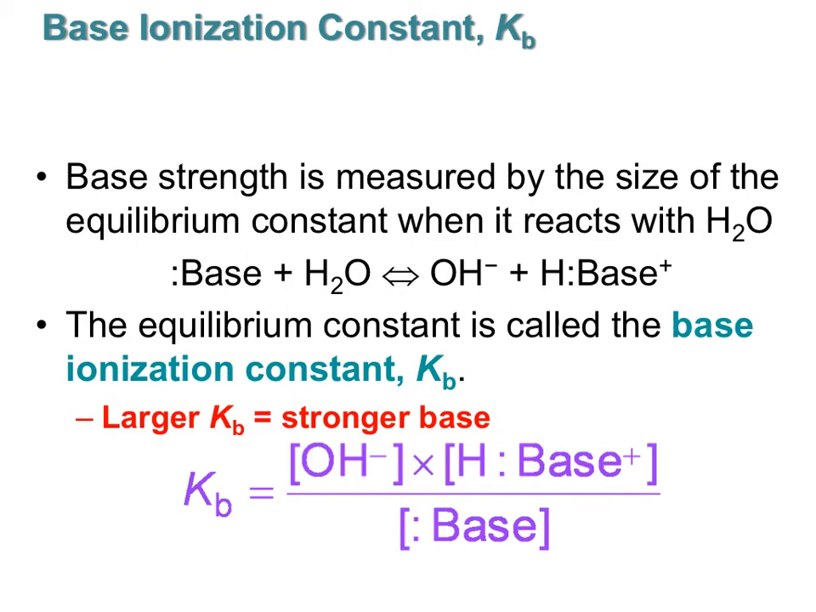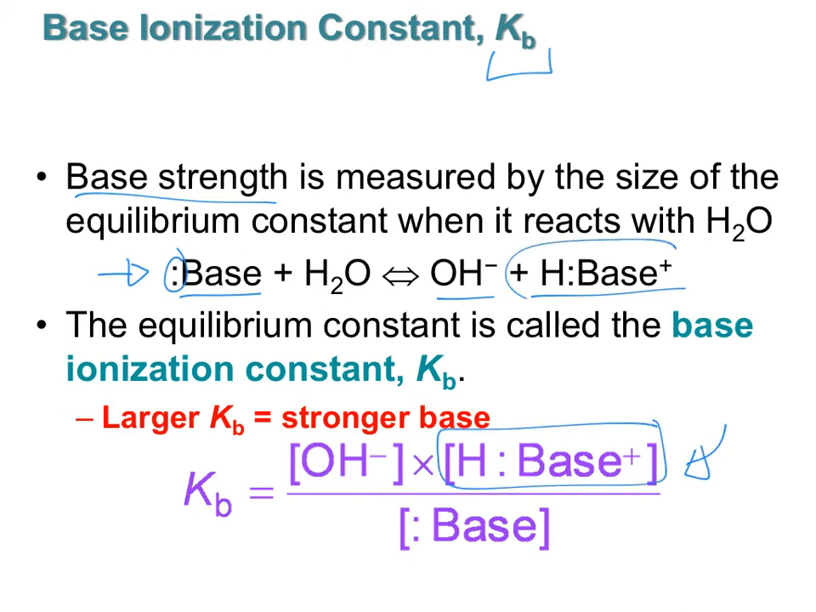So we can also calculate the Kb. It's the same idea as the Ka, except for a base, and it helps us determine base strength. So here we have just a general reaction of a base, with that lone pair reacting with water, and it overall produces OH minus in solution, and you get that conjugate acid from that. To calculate it, again, we would take the products, which are right here, and divide them by our reactants. A larger Kb means a stronger base.